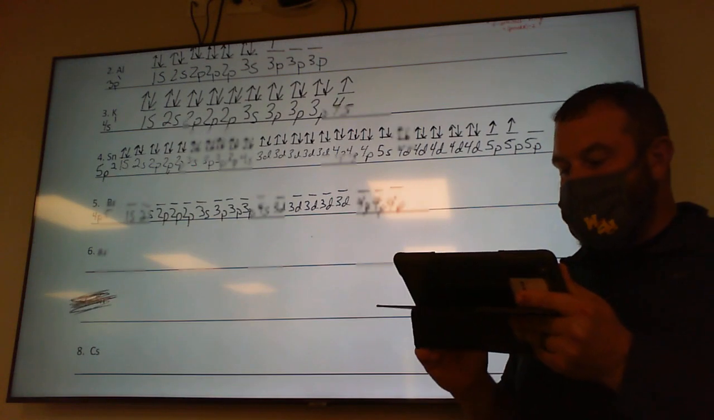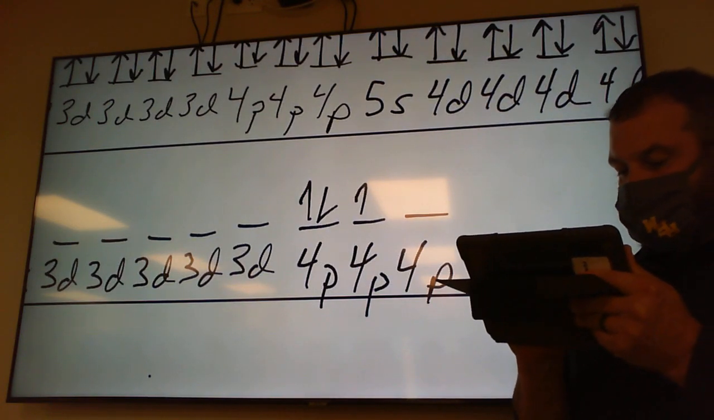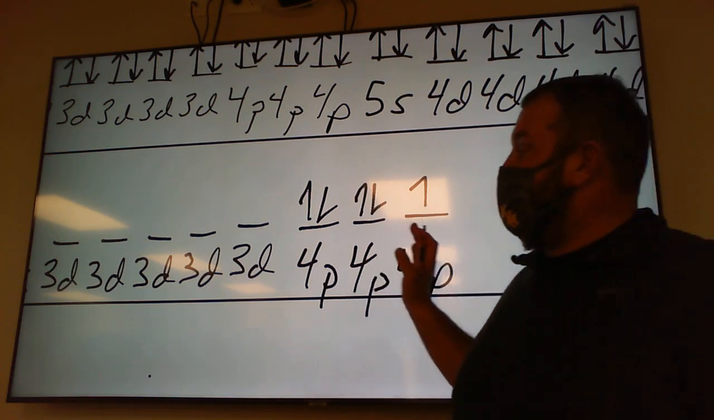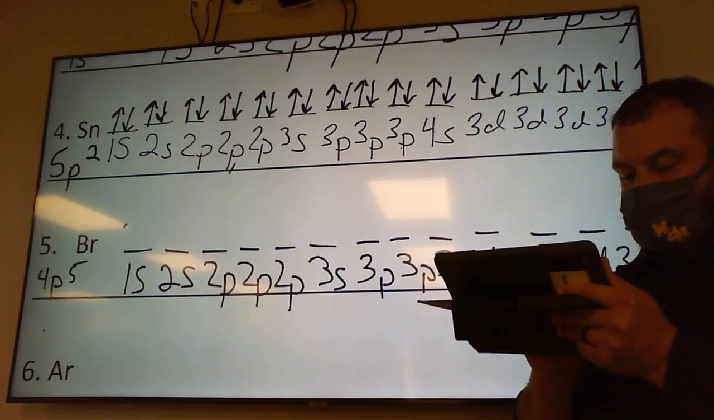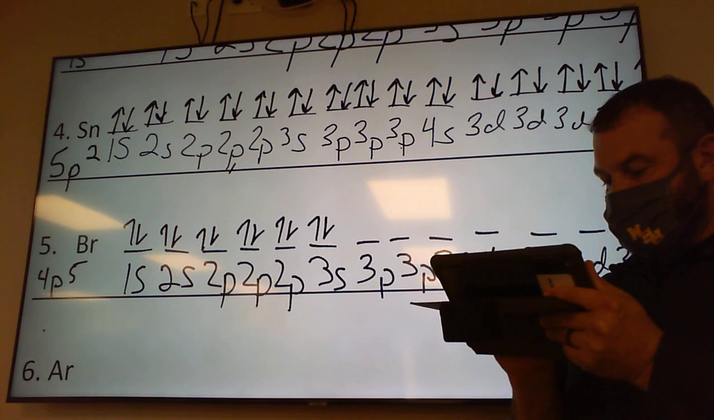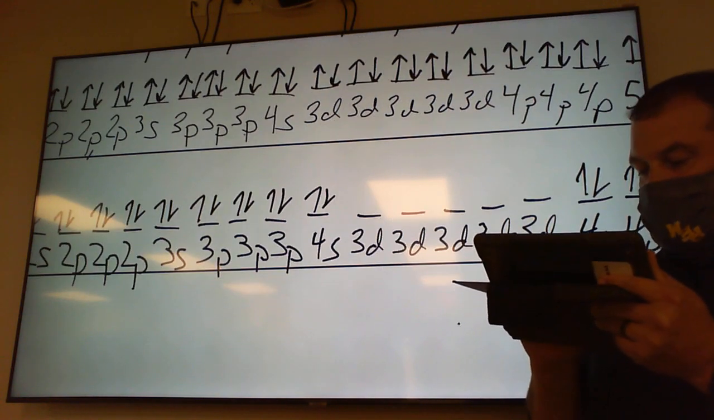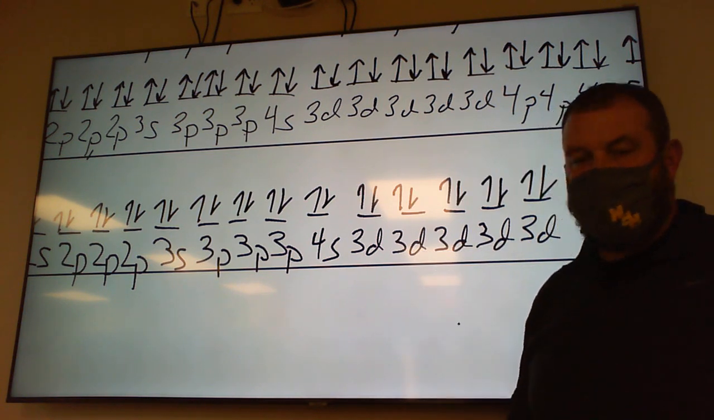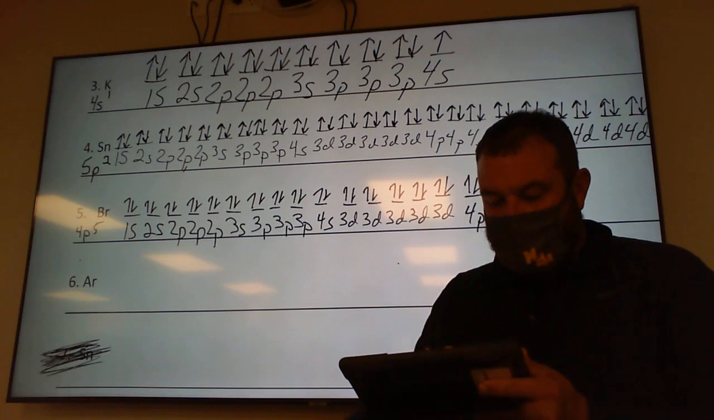And I know that 4p, or that bromine ends in 4p5, so I know that there are 5 electrons in there. And now I know that everything before that is filled. 1s is filled, 2s is filled, all my 2p orbitals are filled, all my 3p orbitals are filled, 4s, all my 3ds, so on and so forth. Okay? We'll do one more.